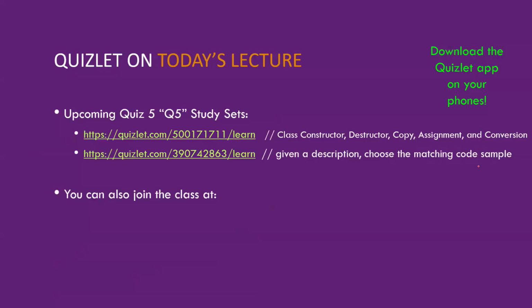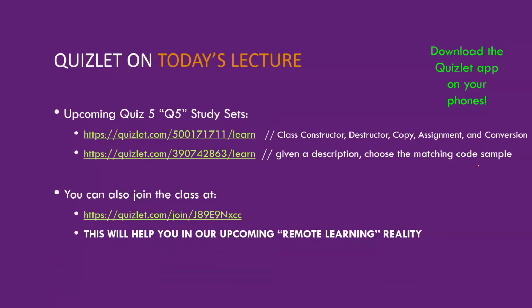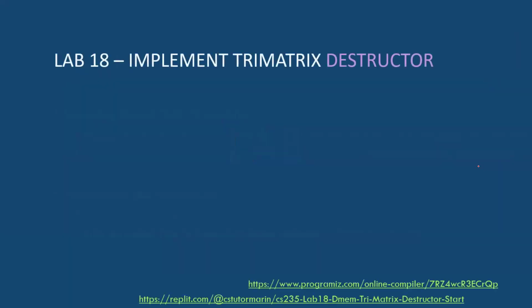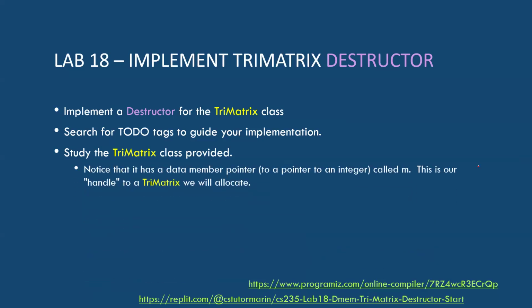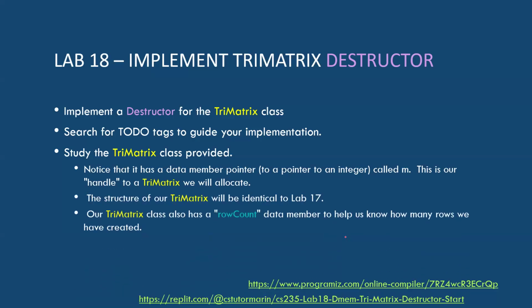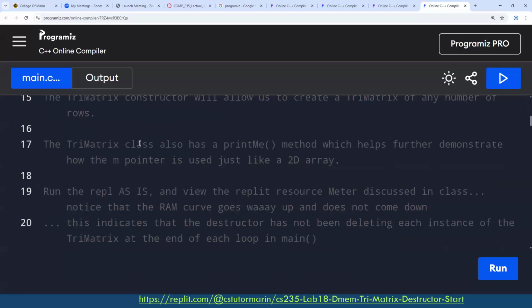So don't forget about your Quizlets. You can join the class if you want, but it's not required. But there will be a lot of useful stuff in there. All you've got to do for Lab 18 is write the destructor for the code we had last night. Lab 18 has everything written for you, so all you've got to do is click into it and find where your destructor code should go, and just make sure you don't crash your program. I'll show you where that is real quick, and I'll let you get on with it.